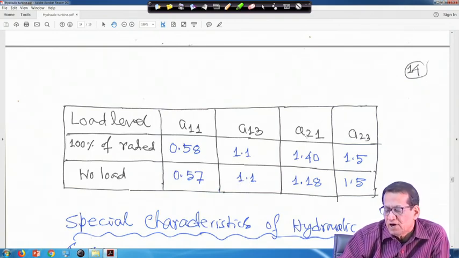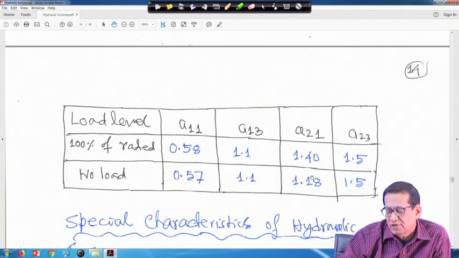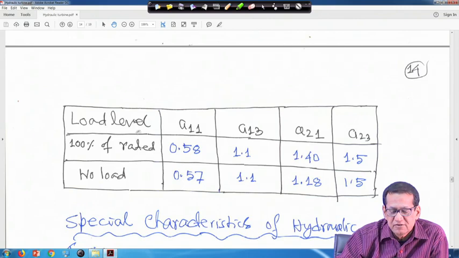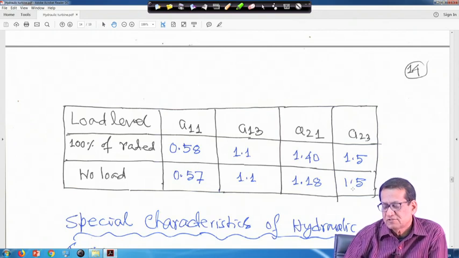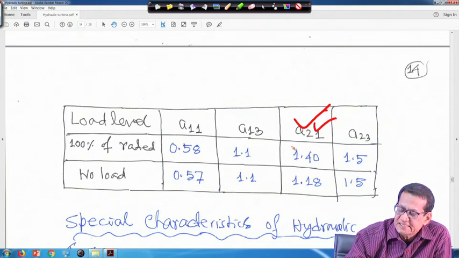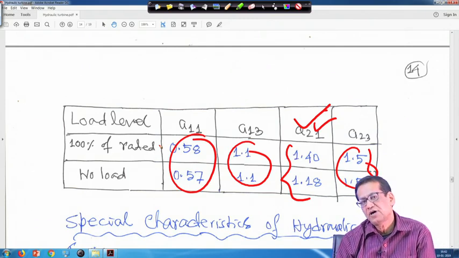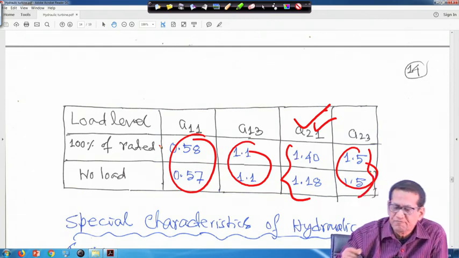Similarly, A21, 100% of rated is 1.4, but at no load 1.18. So, this is changing with the load, right. And similarly, A23 for 100% of rated is 1.5 and for no load 1.5. So, the only thing is that only A21 is actually changing, right. The others are also more or less constant, only A21 is changing.